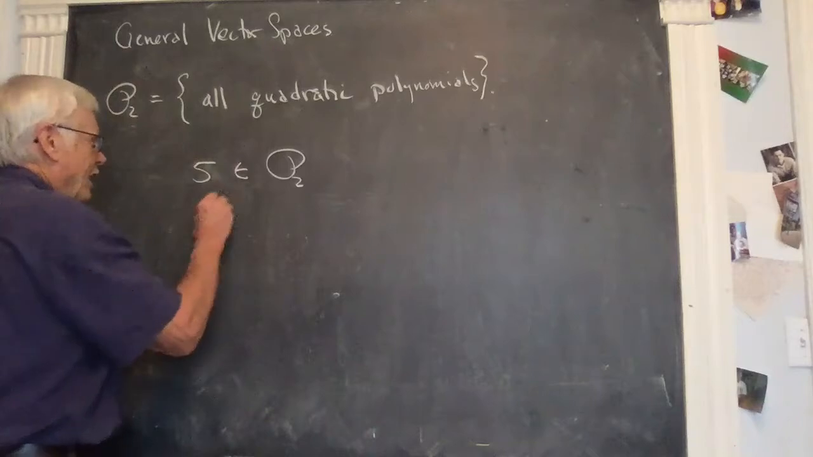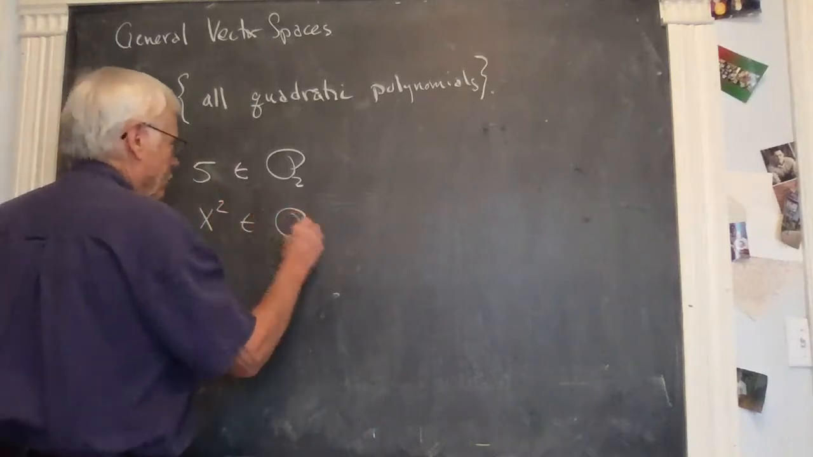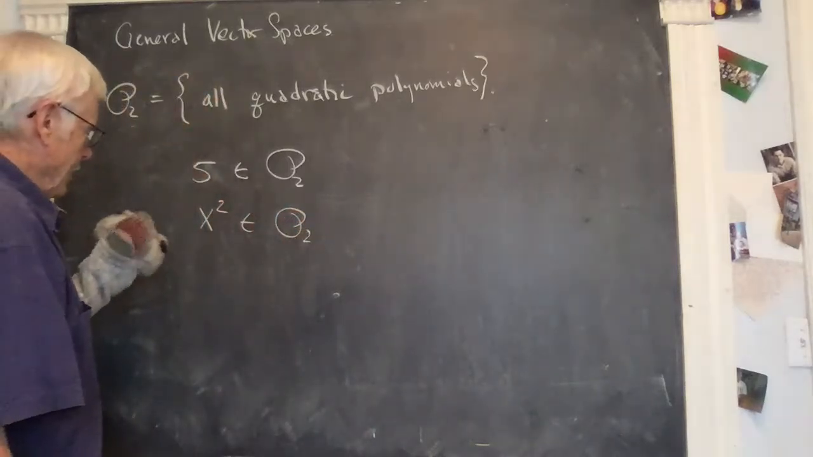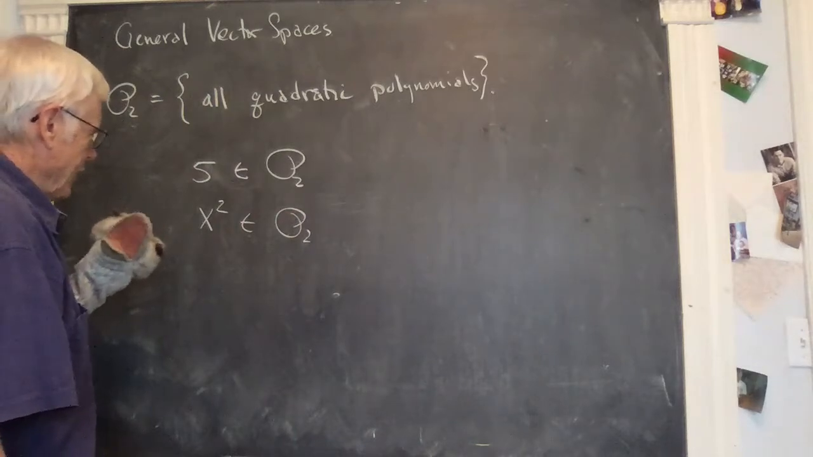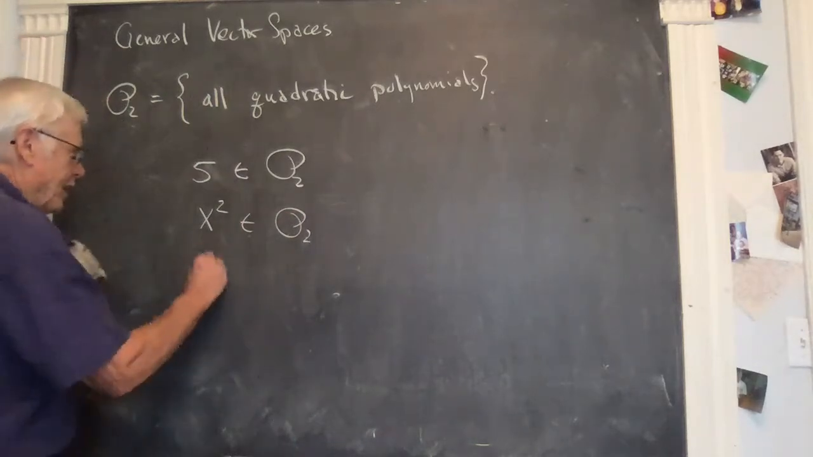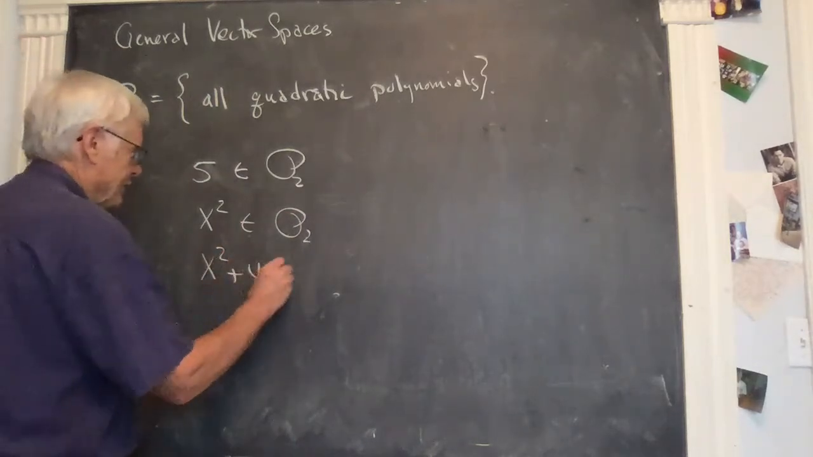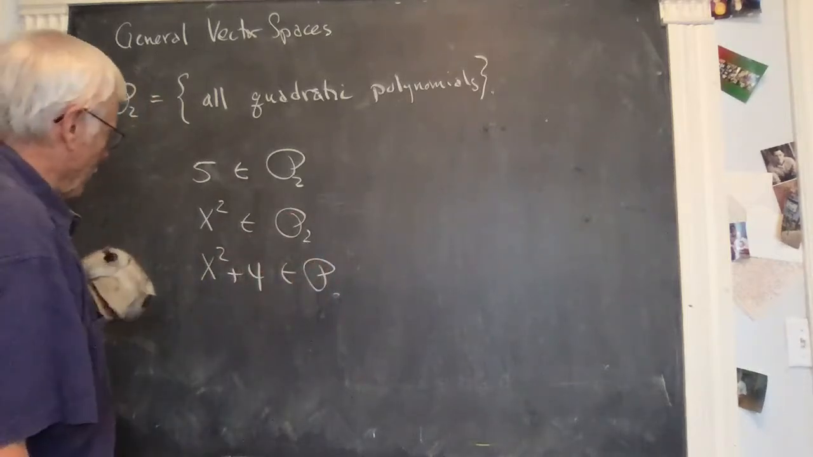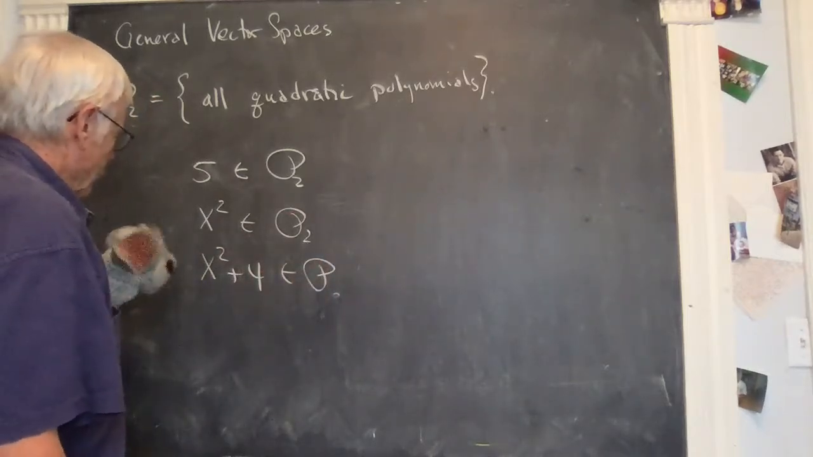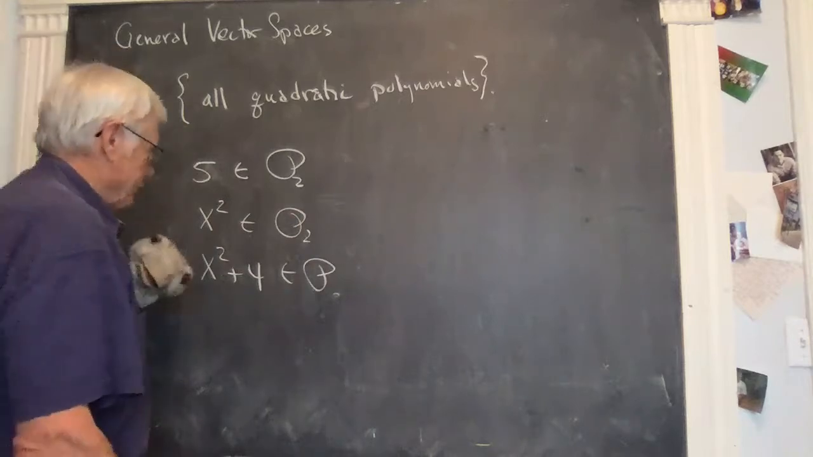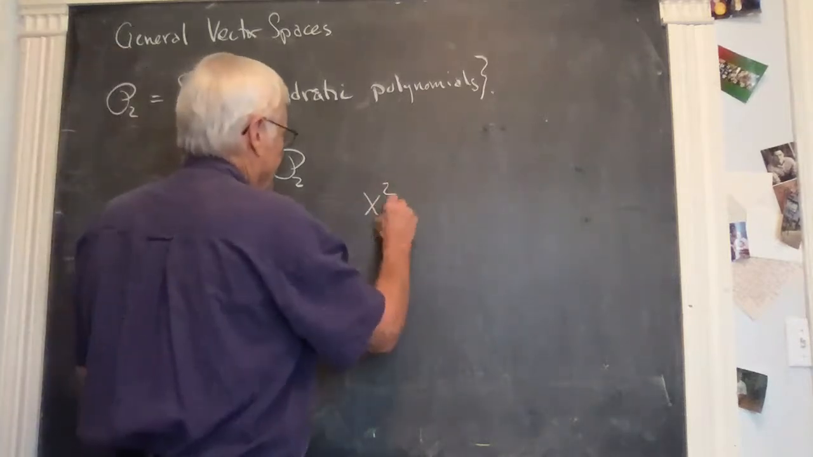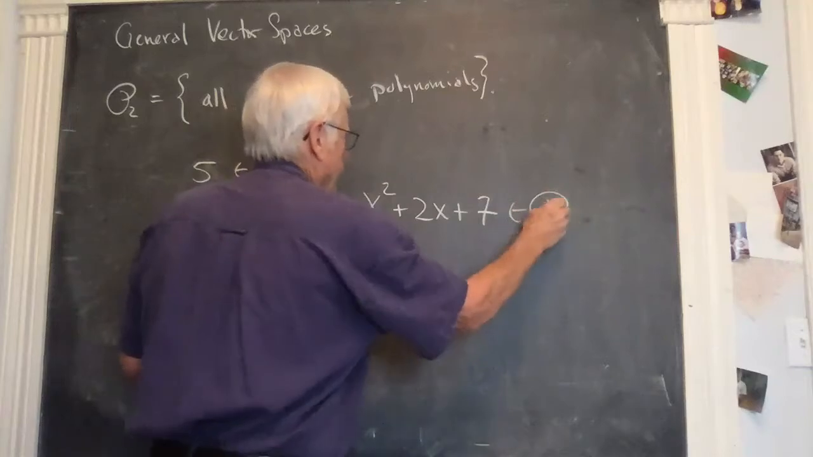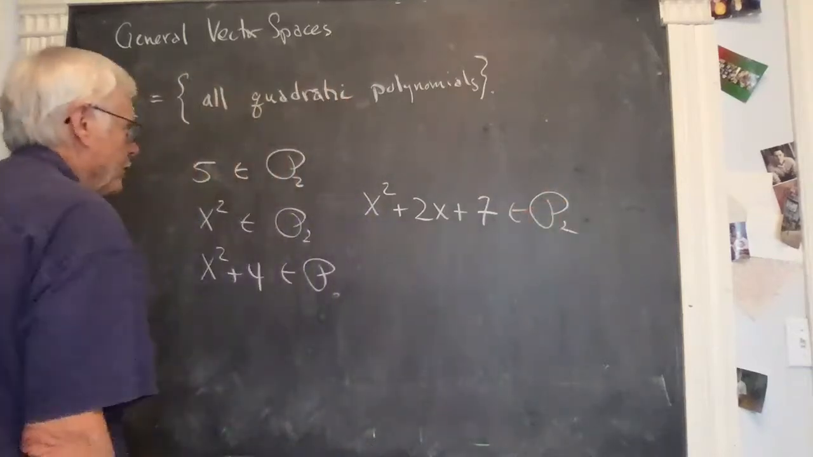Whatever. Okay, x squared is in P2, and now there are more. Can you give me another one? X squared plus 4. Yeah, that's one. Something else, a different one. X squared plus 2x plus 7. Yeah, that's another one. All of these are in P2.